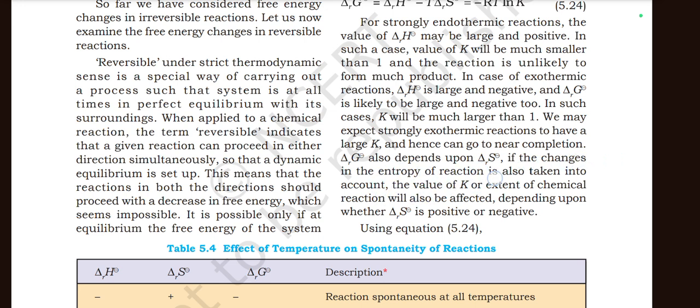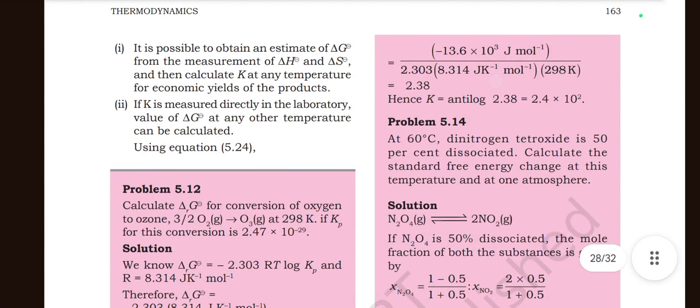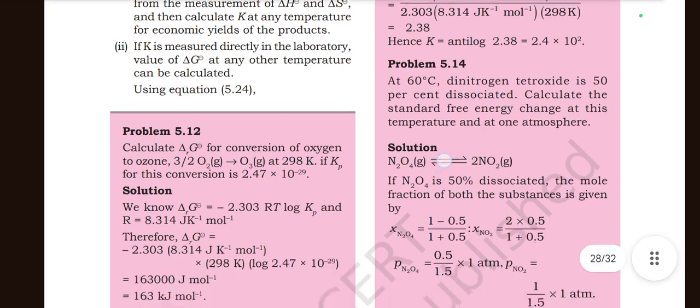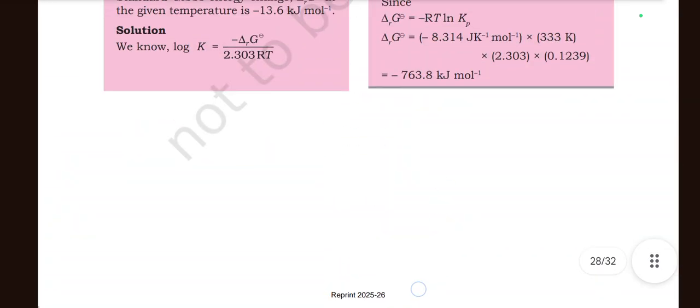ΔrG° also depends upon ΔrS°. If the change in the entropy of the reaction is also taken into account, the value of K or extent of chemical reaction will also be affected depending upon whether ΔrS° is positive or negative. It is possible to obtain an estimation of ΔG° from the measurement of ΔH° and ΔS°, then calculate K at any temperature for economical yields of the products. If K is measured directly in the laboratory, the value of ΔG° at any other temperature can be calculated by using equation 5.24. So here our chapter ends.